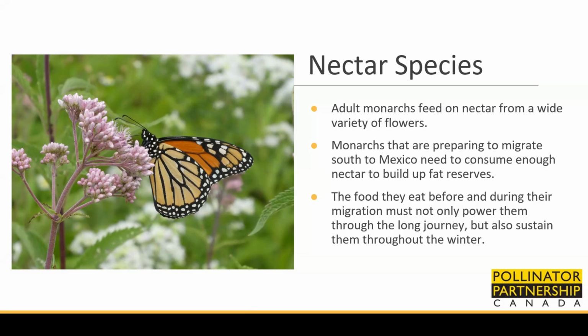fall. Monarchs that are preparing to migrate south to Mexico need to consume enough nectar to build up fat reserves. The food they eat before and during the migration must not only power them through the long journey, but also sustain them through the winter. Overwintering monarchs feed very little, if at all. As monarchs travel south, they will gain weight as they continue to feed on nectar-bearing flowers along the journey.